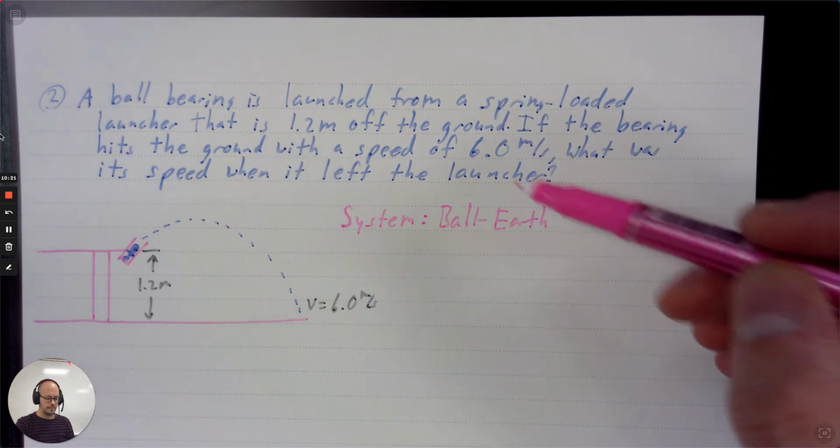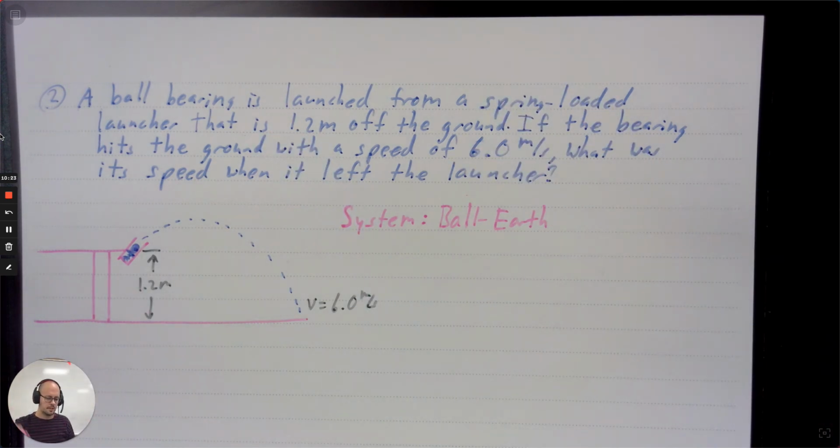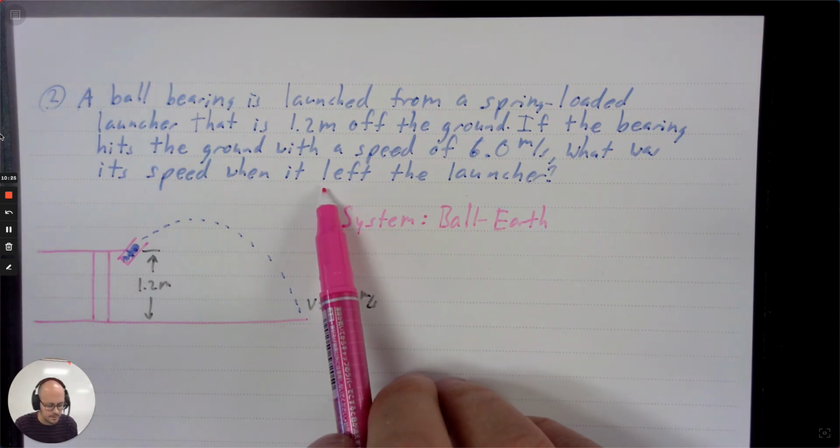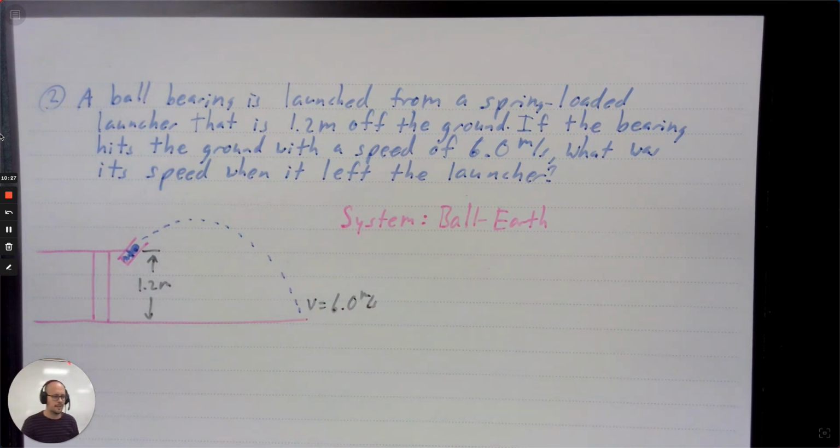This problem takes place after the spring has been released, because the very first thing that happens is I'm asking you about what was its speed when it left the launcher. And so I'm not going to include the spring here because it's actually not involved in the sequence of the problem. The spring shows up after things start.